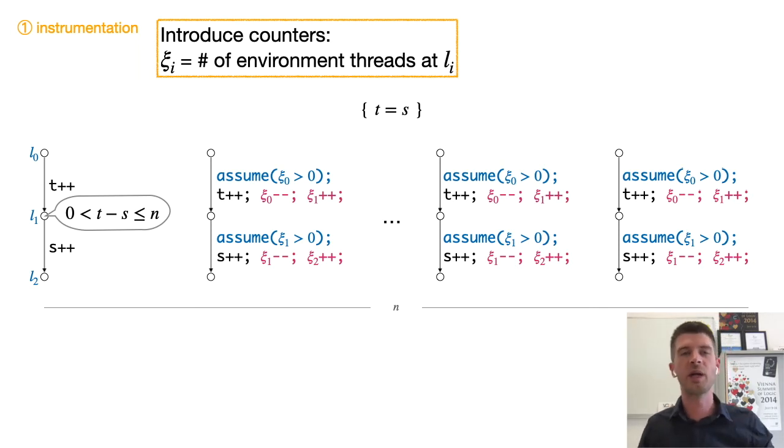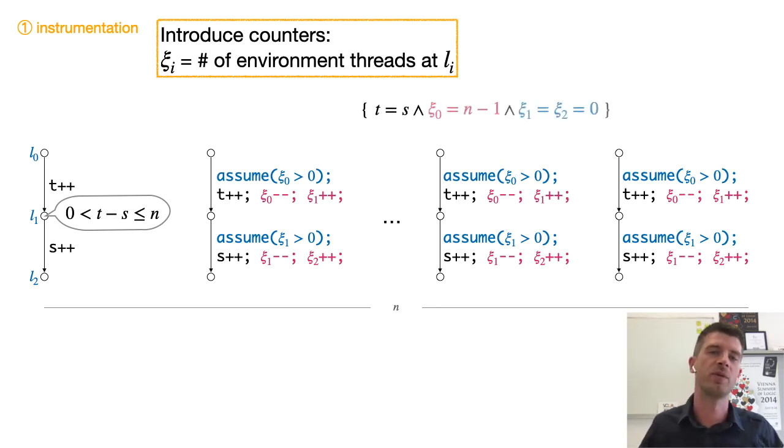The second thing that we have to do for instrumentation is account for these additional auxiliary variables in our initial program state. For this, we assign the number of threads in location 0 to n-1 because we have as many environment threads. Then, because initially no thread is residing in any other location, we assign 0 to all of the other counters. And this is the first step of TMCA, instrumentation.